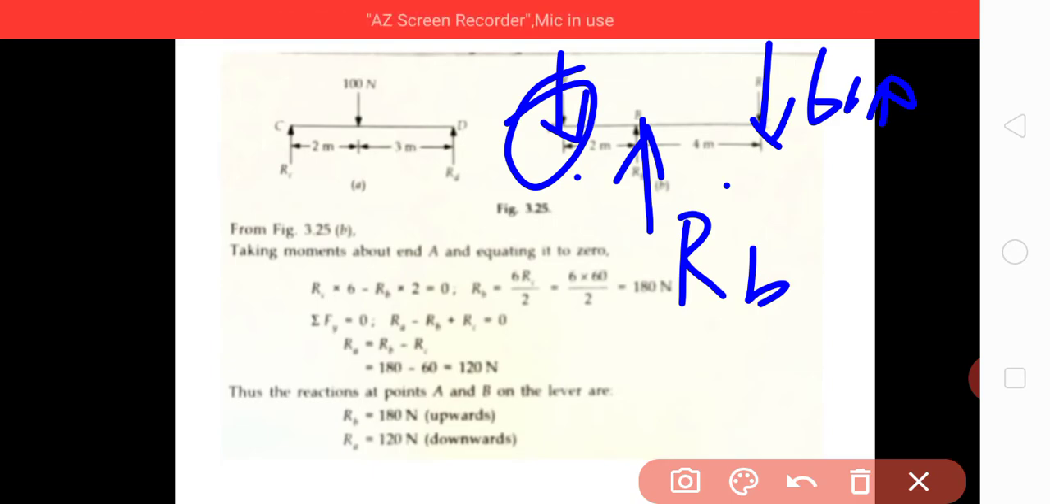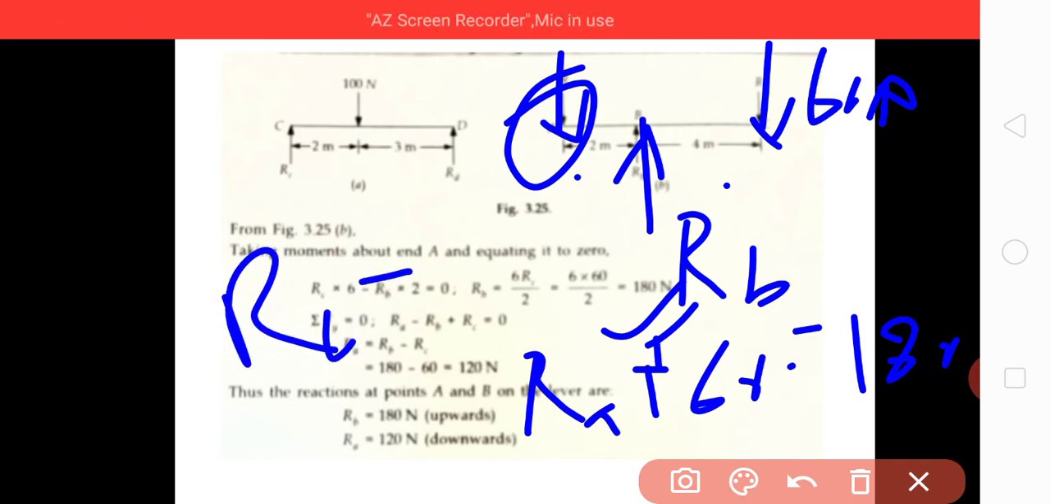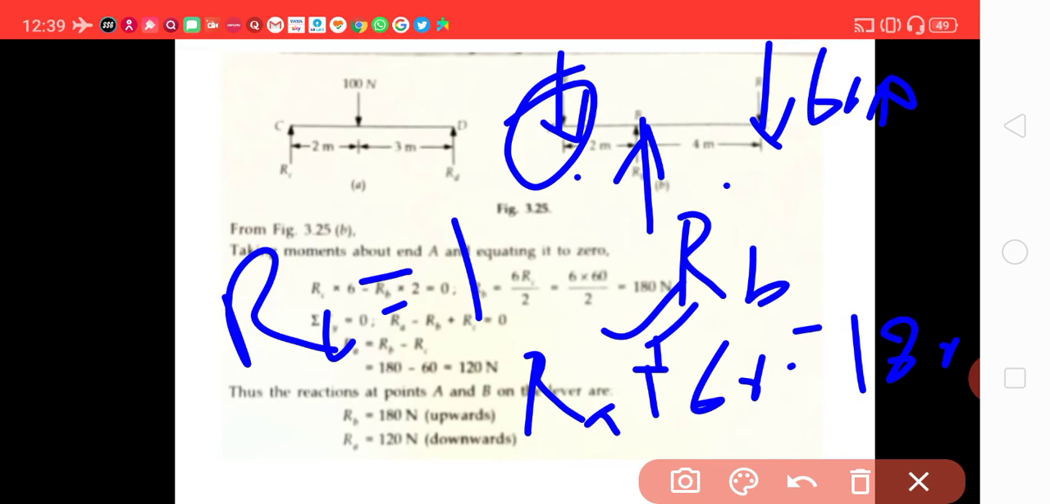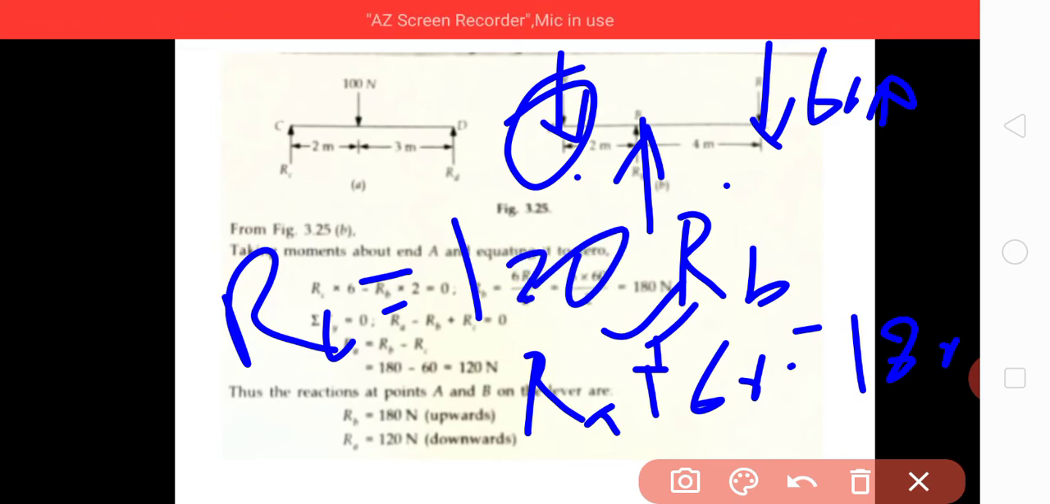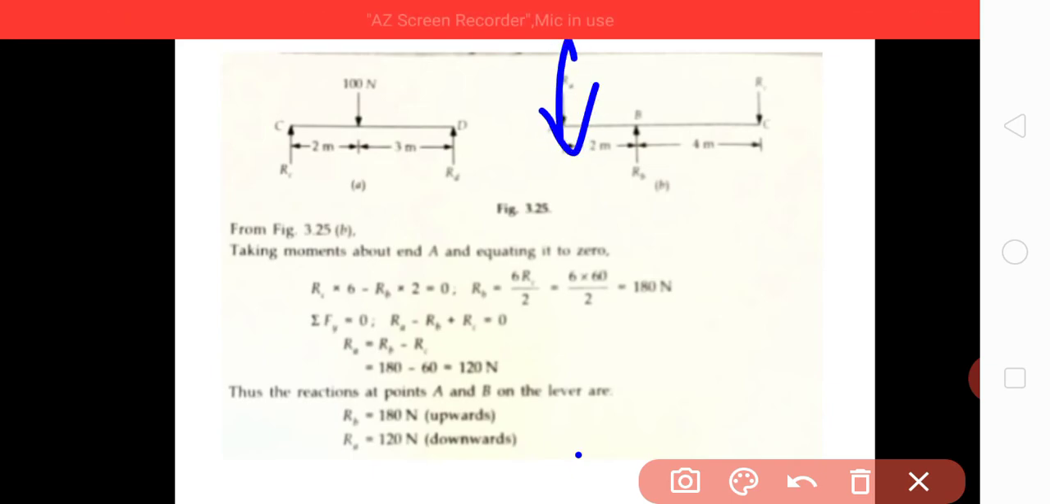In that condition, RB is coming 180 Newton, and then RA plus 60 should be 180. Then RA comes out to 120 Newton. That's how we have solved this. RA 120 Newtons acting downwards here, and then RB 180 Newton acting upward here.